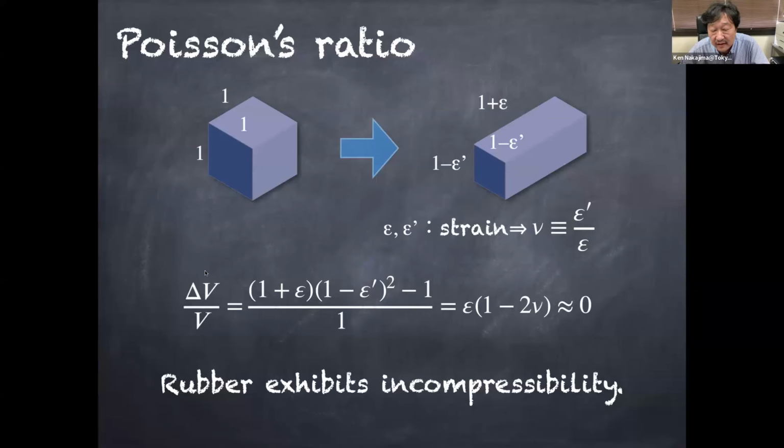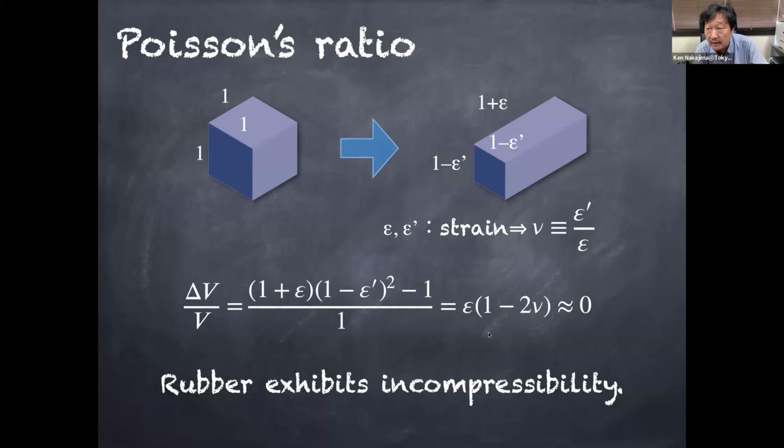Because we want to look at the difference between before and after, we subtract 1 in this formula. Then this formula can be calculated in this form. Then if nu is near 0.5, the delta V becomes nearly equal to 0, which means rubber doesn't change the volume. If we use a technical term, it's incompressible.